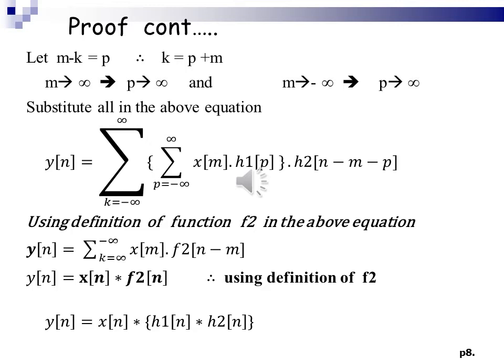And what is the main variable of the convolution? p is a dummy variable, so what remains is n minus m. So this is h1 convolved with h2 with the variable n minus m.